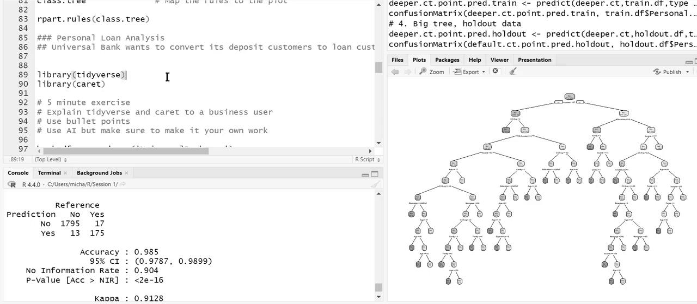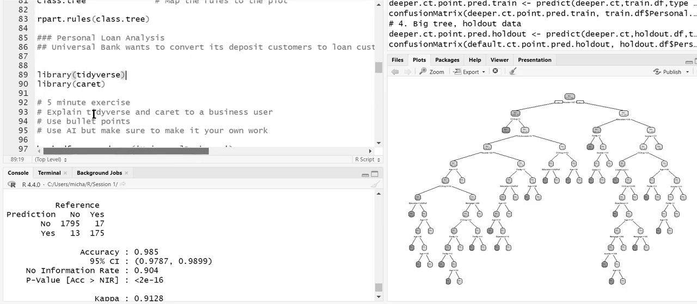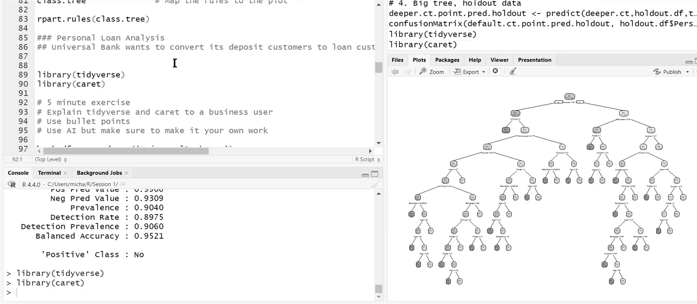Okay, so we're going to be working with the personal loan analysis database. The goal here is that the bank wants to convert its deposit customers, the customers that have checking accounts, into loan customers. So we're going to pull in these two very critical libraries: tidyverse, which is foundational for data science, and Caret, which does classification and regression trees. And we're going to be using the create data partition function from Caret.